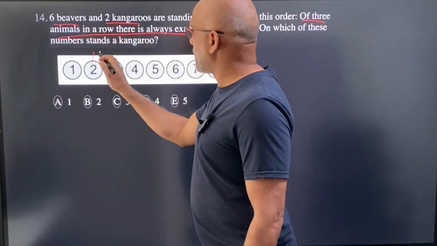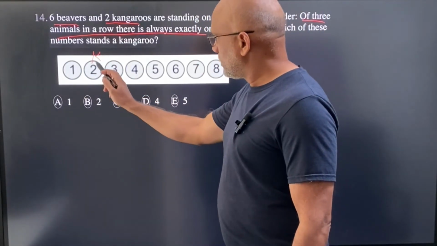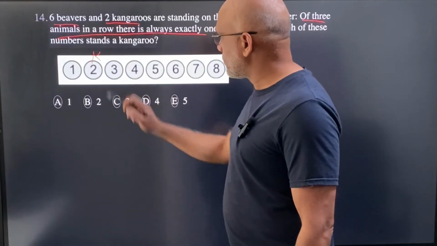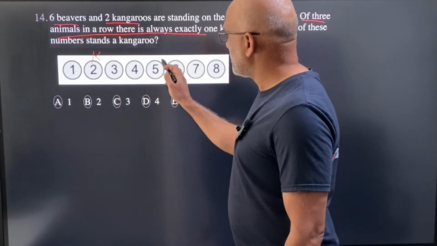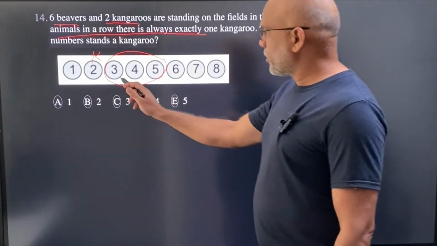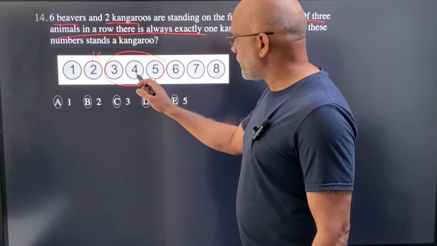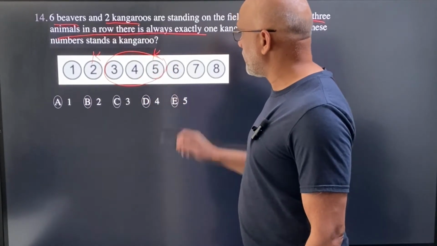So let me put a kangaroo here. So this will cover for 1, 2 and 3. There is 1 kangaroo. 2, 3 and 4 also there is 1 kangaroo. 3, 4 and 5 there is no kangaroo. So I need to put 1 kangaroo here. But I cannot put 1 here because then there will be 2 kangaroos in a row. Similarly, I cannot put it here. So the kangaroo has to go here.